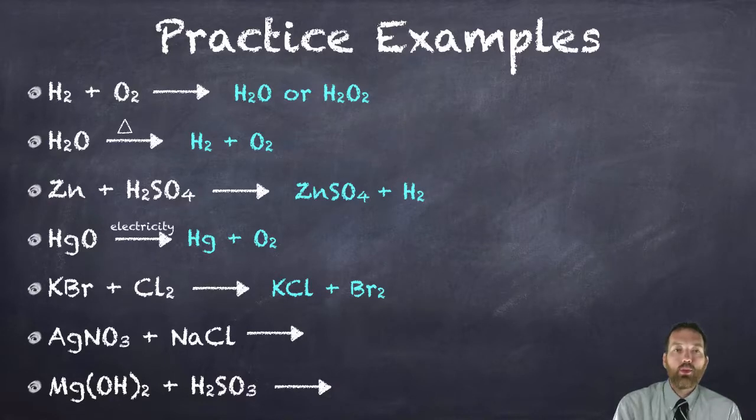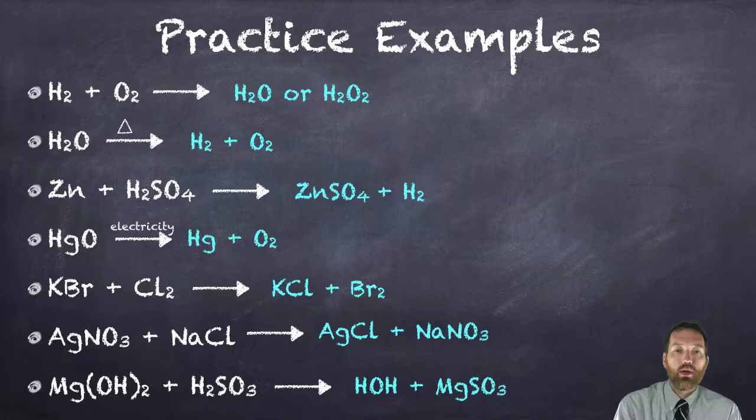Next, we have our two double replacement reactions, where our two metals switch places, or our two nonmetals switch places. I hope you assigned the charges first and then did the double replacement and crisscrossed if you needed it. Our two products are going to be AgCl and NaNO3. And our products for our last double replacement are going to be water, HOH.